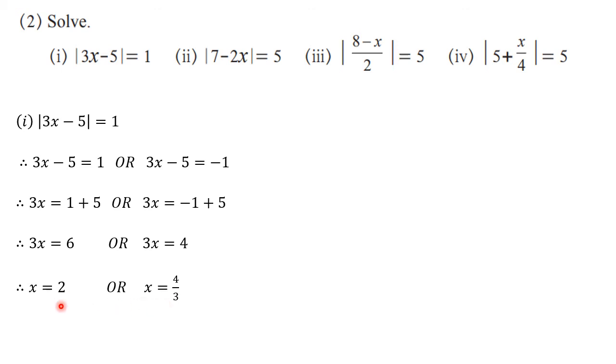Let's check whether the answer is true for both the values. So let's put x is equal to 2 here. 3 into 2 is 6. 6 minus 5 is 1 and absolute value of 1 is 1. Second condition, we are replacing x by 4 upon 3. When we replace x by 4 upon 3, then 3 in the numerator and denominator will get cancelled and you will be left with 4 here. So 4 minus 5 is minus 1 and absolute value of minus 1 is 1. That means both our values are correct. We have cross-checked it.